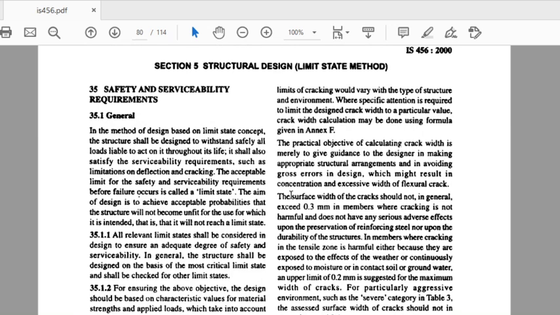Here one important thing is that, look at this, the surface width of a crack should not in general exceed 0.3 mm. This is a very important factor. This is asked in many objective questions: what is the maximum permissible crack that is permitted in concrete? 0.3 mm is the maximum permissible crack. So it's very much important. There are other conditions also for different crack widths. I'm telling everything.